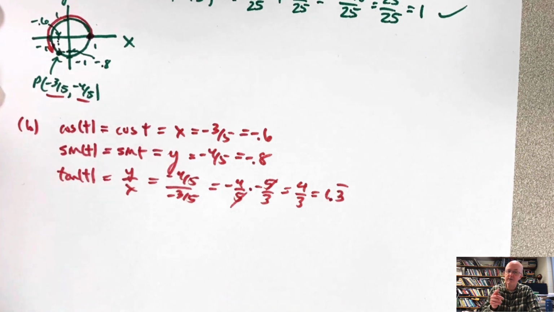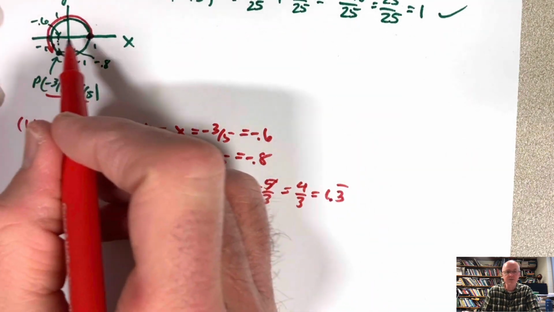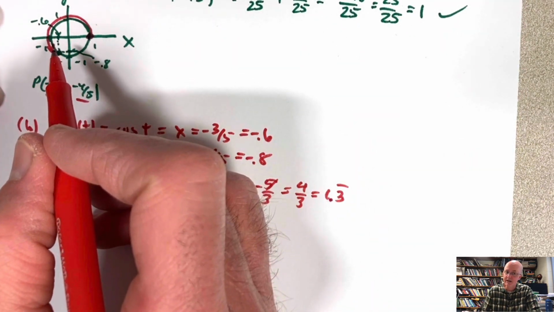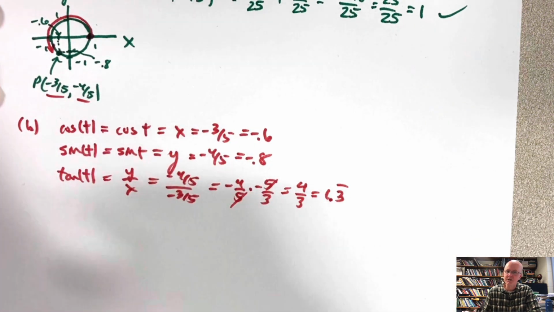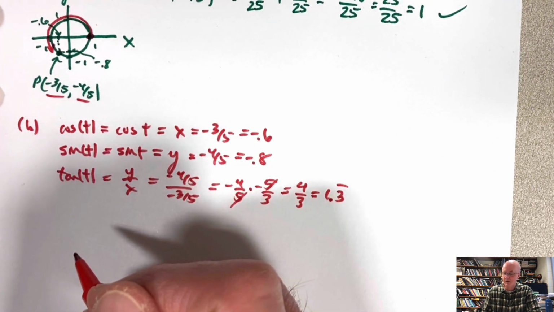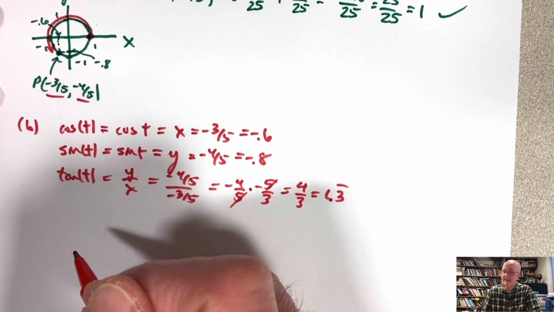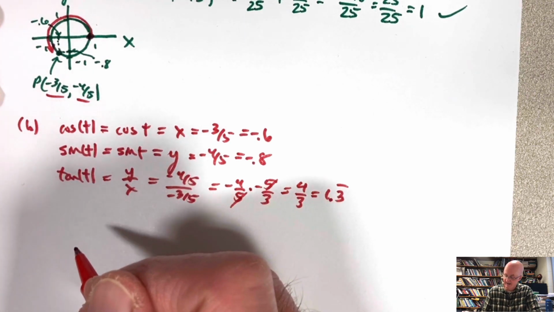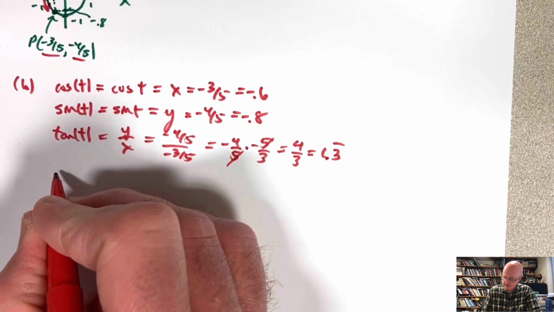Cosine and sine are always between negative 1 and 1 because they correspond to x and y coordinates on the unit circle. But tangent and cotangent, we will see, can be bigger than 1. Cosecant and secant, in fact, are always either bigger than 1 or less than negative 1. Let's move on to those.